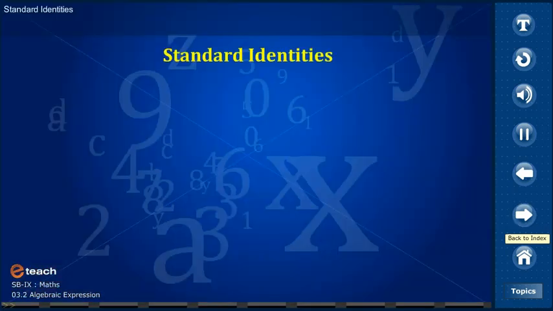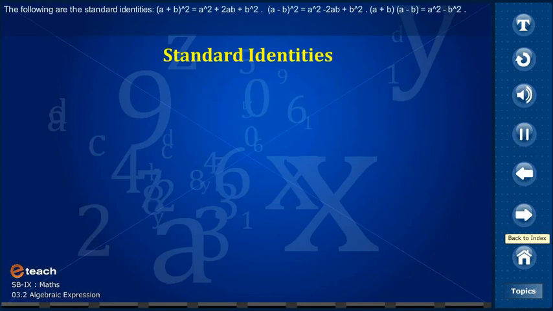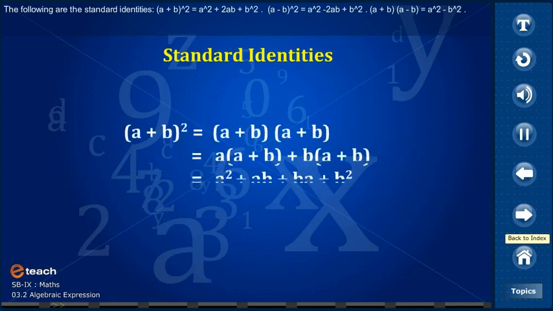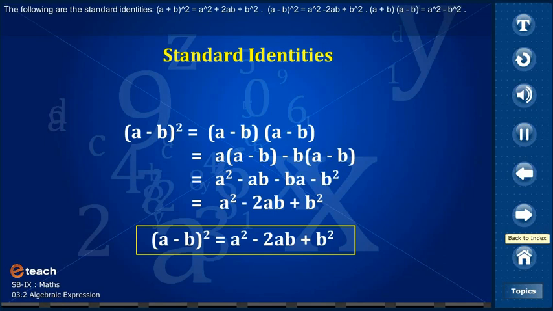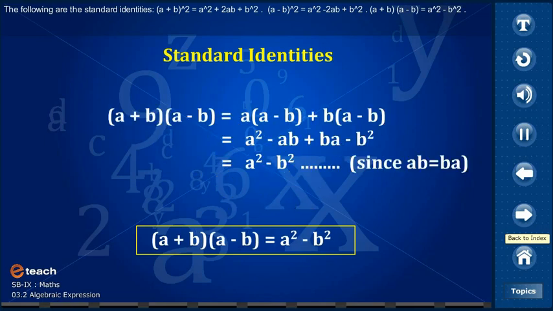Standard identities. The following are the standard identities. (a plus b) square is equal to a square plus 2ab plus b square. (a minus b) square is equal to a square minus 2ab plus b square. (a plus b) into (a minus b) is equal to a square minus b square.